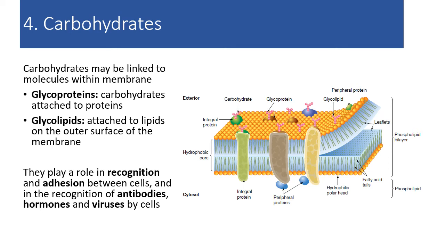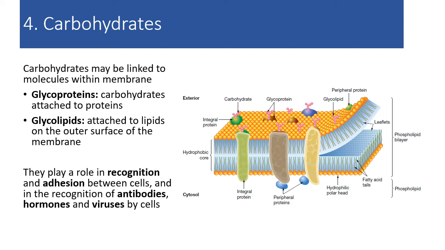Okay, lastly we have carbohydrates. Now carbohydrates are usually linked to proteins or to lipids on the outer surface of the membrane. If they're attached to proteins, they're known as glycoproteins. If they're attached to lipids, they're known as glycolipids. Now they play an important role in the recognition and adhesion between cells and in the recognition of antibodies, hormones, and viruses by cells. So firstly, the recognition and adhesion between cells.